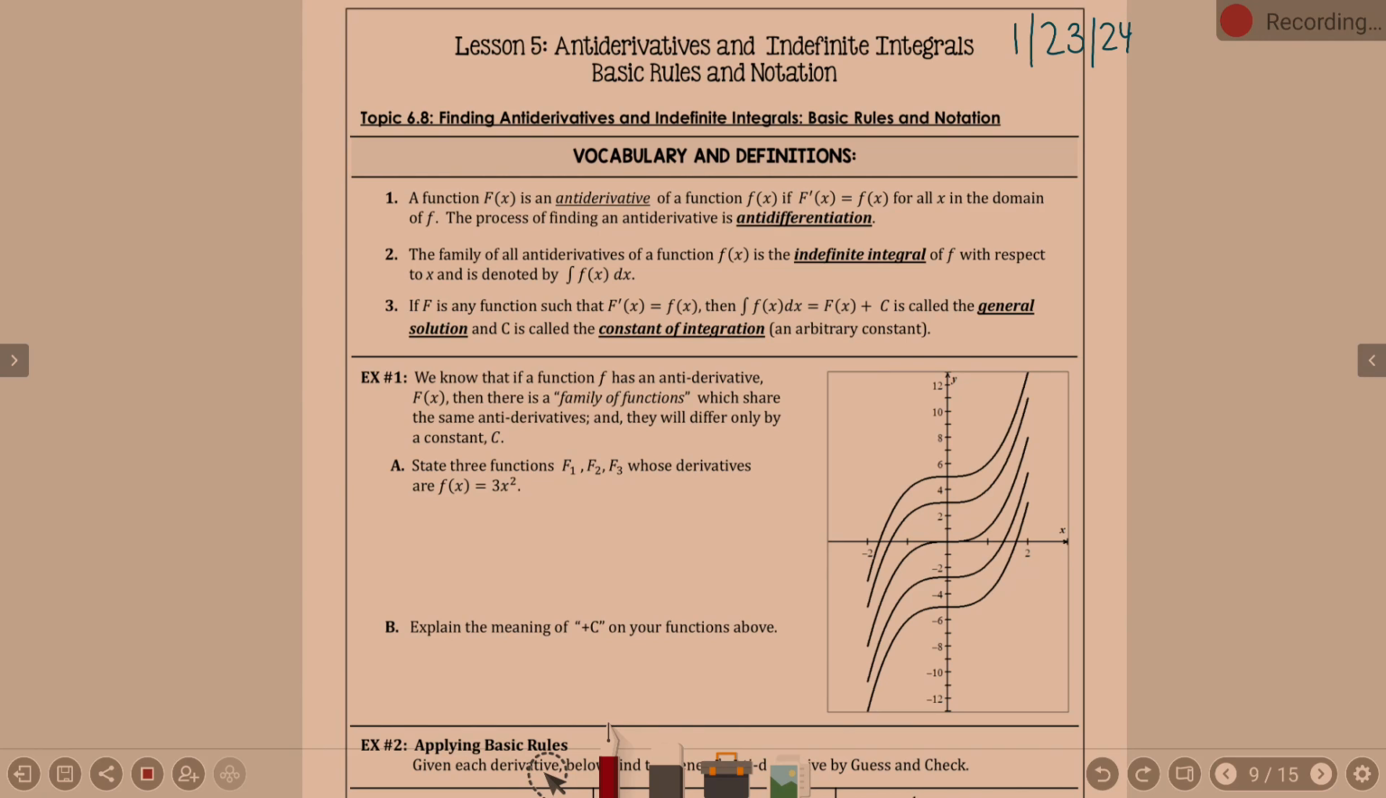If capital F is any function such that capital F prime of x equals little f of x, then the integral of little f of x is equal to capital F of x plus c. And this is called the general solution. C represents a constant. Officially, it's called the constant of integration, but it's an arbitrary constant.